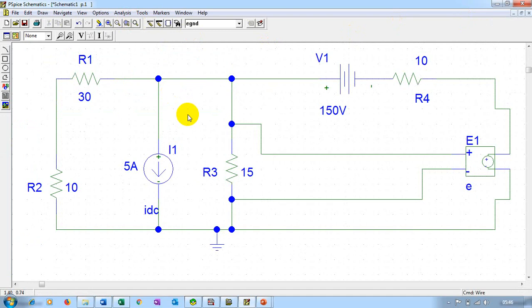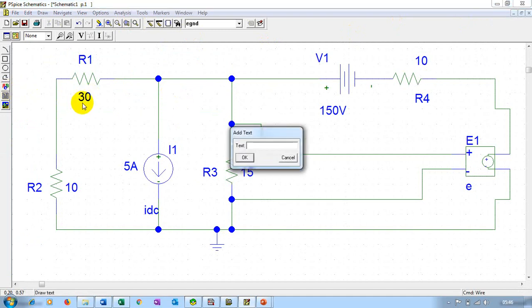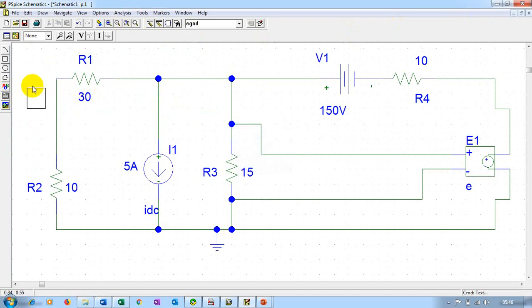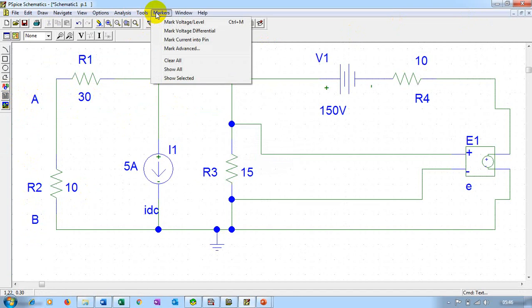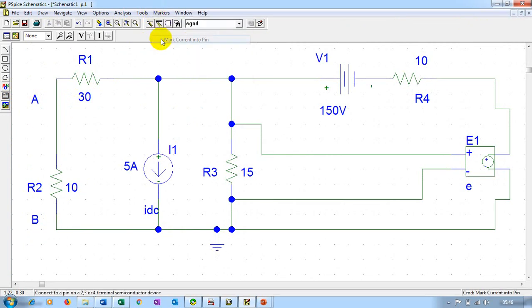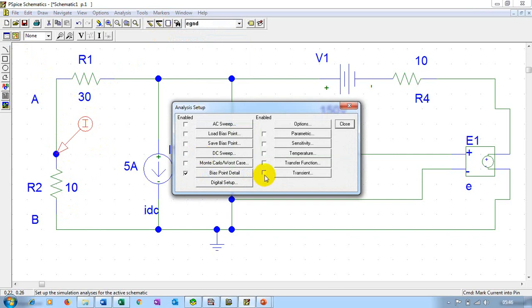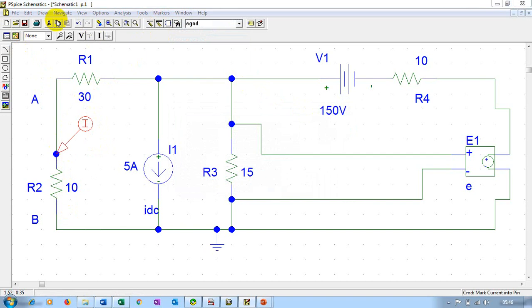And what do we have to find? We need to find the current through AB. If you remember, here we had A, and this was actually B. Now we need to find the current going downwards. Go to markers, take mark current, and place the marker at the top. As it's a DC circuit, we will not bother about time, so just enable transients and save your file.